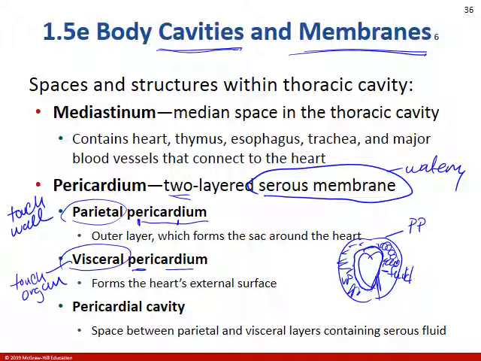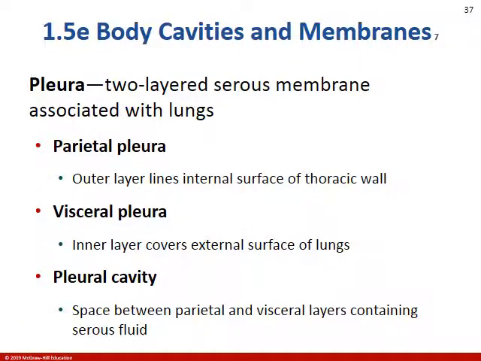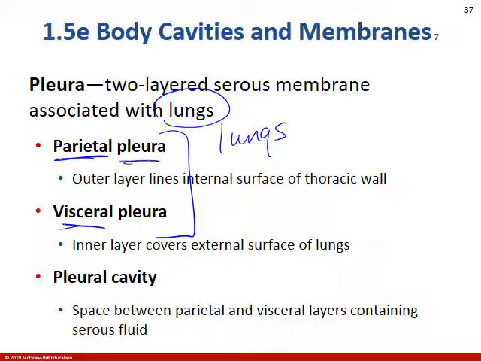So we have these 2-layered serous membrane structures that help reduce friction in these organs that move a lot. And we have 3 sets of them. So this was the first set, visceral and parietal pericardium. So what else moves a lot? Lungs. There's a parietal and a visceral pleura. Pleural cavity. So anytime you see that pleural, you should be thinking lungs.